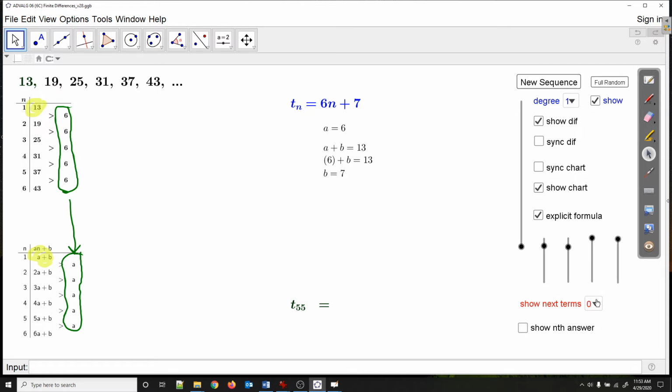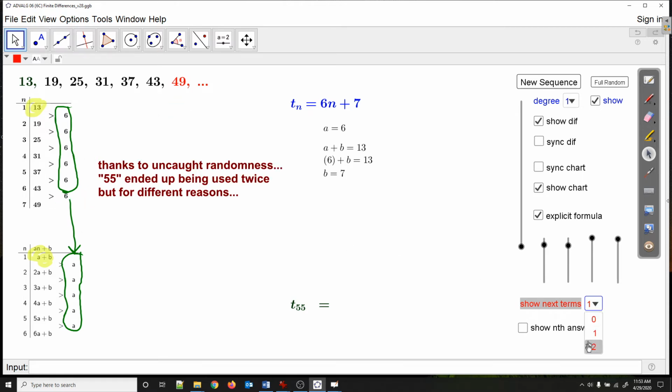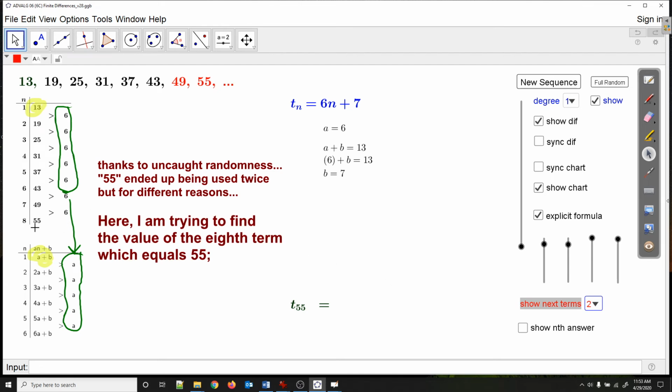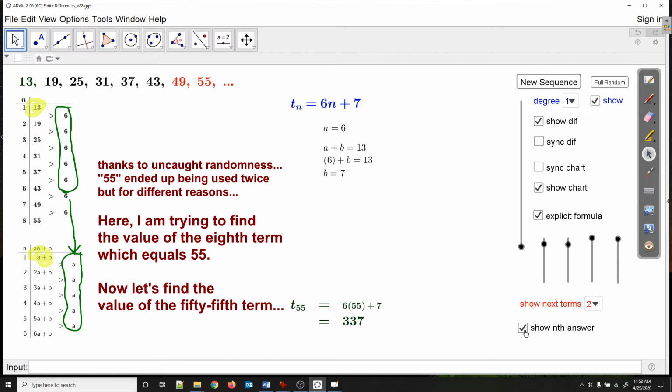I mean, you could, if you wanted to, realize that if I added 6 each time, I would get 49. You could then go ahead and do it again to come up with 55. On the other hand, if I want the 55th term, do you really want to do this recursively? Probably not. Smart play would be to take this explicit formula that you generated up here and say 6 times 55 plus 7 gives you 337.